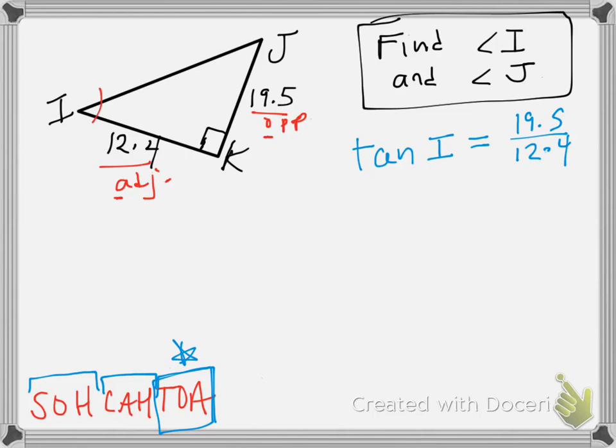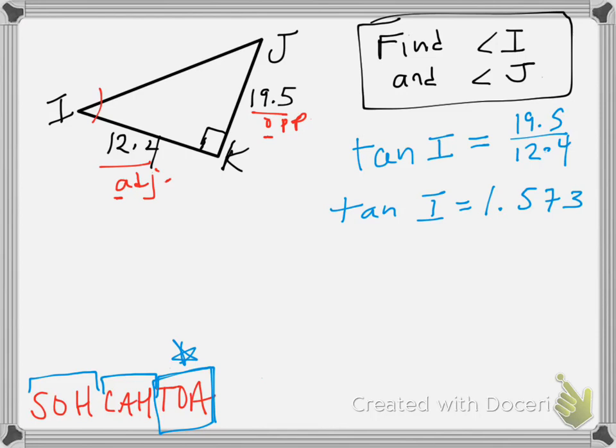Well, 19.5 over 12.4 is just a ratio. It's a proportion, right? 19.5 parts compared to 12.4 parts. So I'm going to go ahead and divide those in the calculator, and it's going to give me 1.573, just to be precise. 1.573, that's the tangent of angle I.